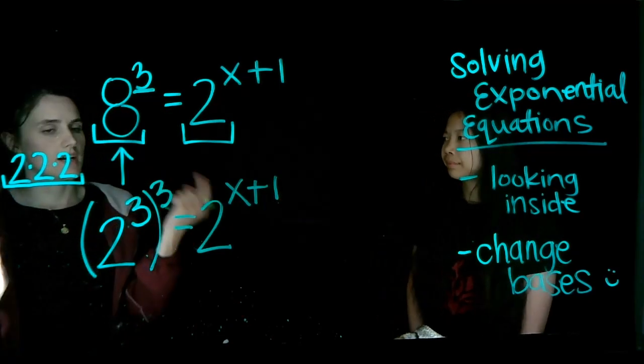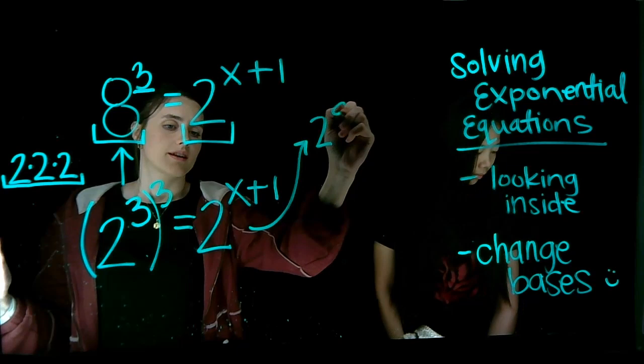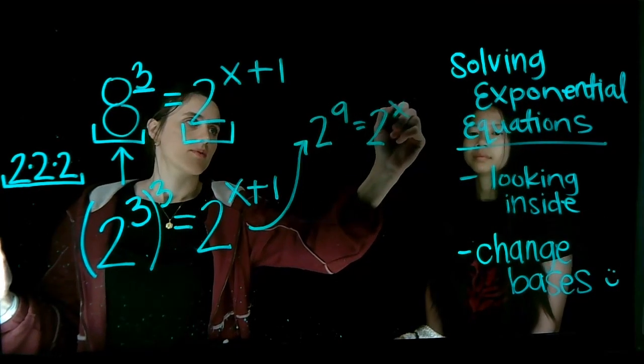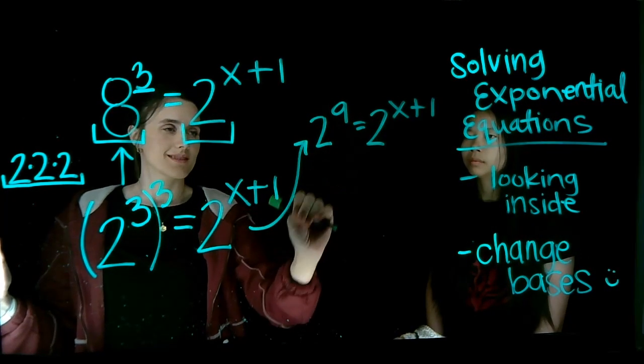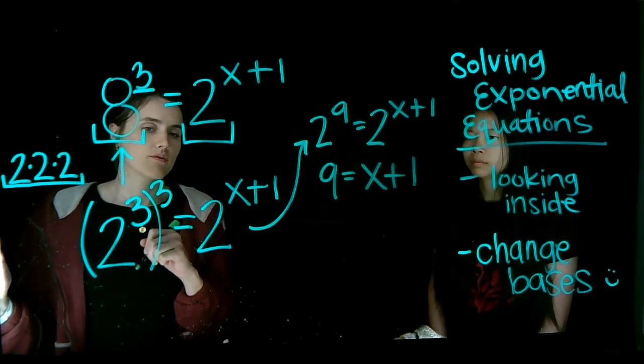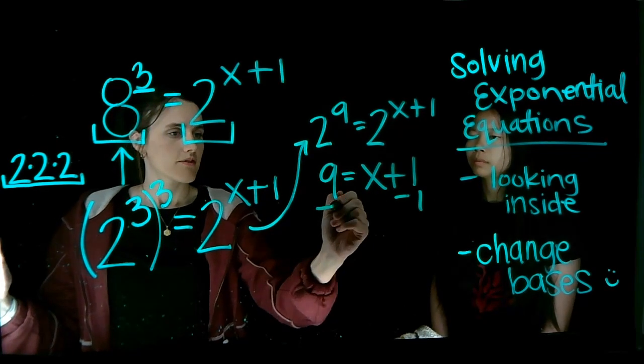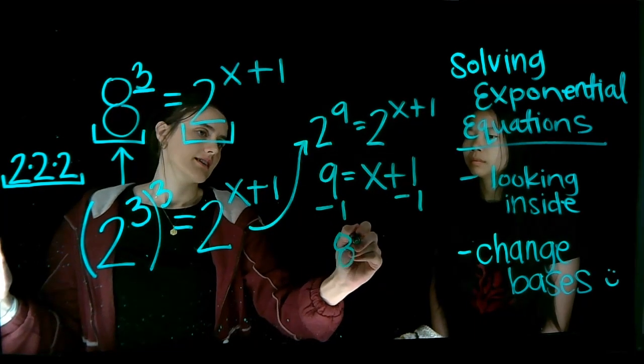So now when we use our exponent rules, we know that we can multiply 3 times 3. So we have 2 to the 9 equals 2 to the x plus 1. And we can ignore our bases since they're the same. We have 9 equals x plus 1. Now if we solve the equation, try to get x by itself, we do the opposite of adding 1, minus 1 from both sides, and we get that x equals 8.